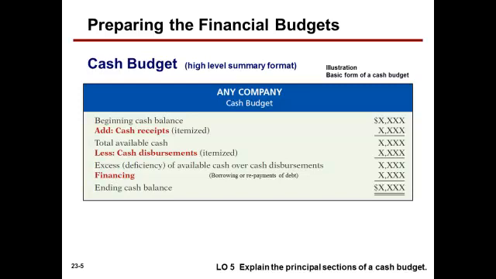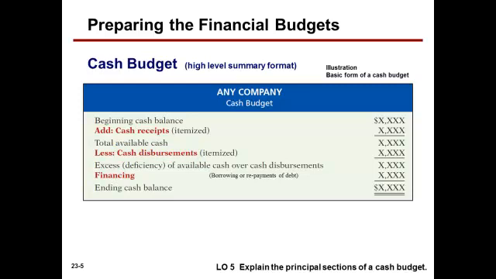Here's a high-level summary format of a cash budget. The cash budget is a component of the master budget and is based on the following components of the master budget: schedule of expected cash collections, both from cash sales, credit sales, schedule of expected payments for the factors of production, materials, labor, and overhead, and also selling administrative expense budgets, tax payments, special capital spending needs, etc.